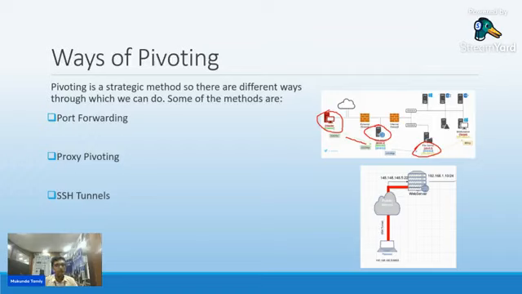Now, proxy pivoting. What happens in proxy pivoting? Suppose there is a proxy server, and there is SSH. Somehow we figured out the username and password for SSH. So using proxy pivoting, we take the proxy server and use it to communicate with the internal system. That is basically proxy pivoting.